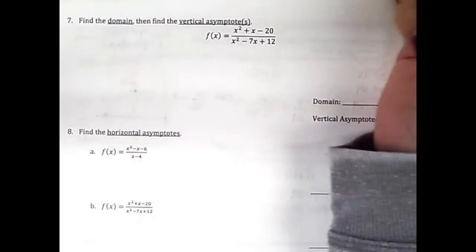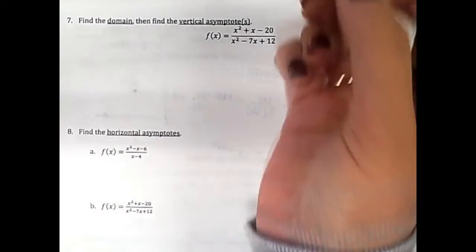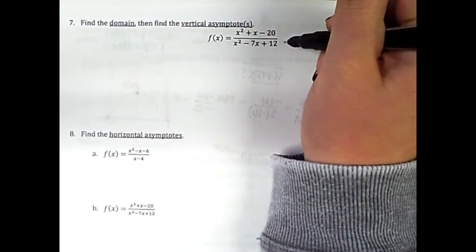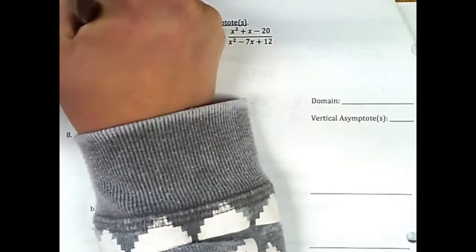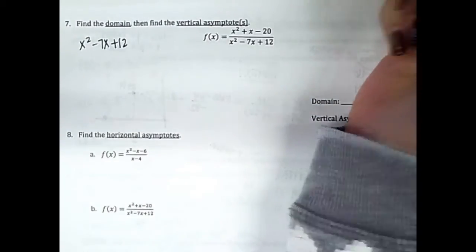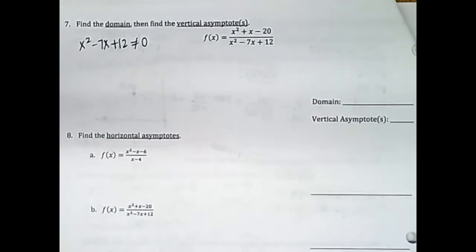So for number 7, we are finding the domain and finding the vertical asymptotes. For the domain, remember all you care about is just the denominator. And so we take the denominator, which is x squared minus 7x plus 12, and we are looking for the excluded values, so the values that are going to make it 0.